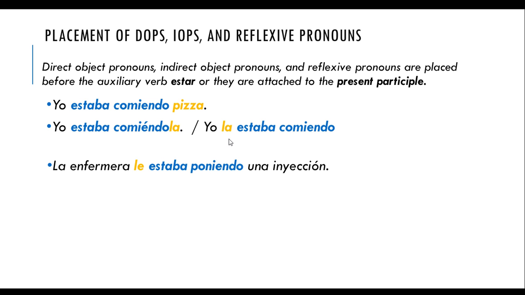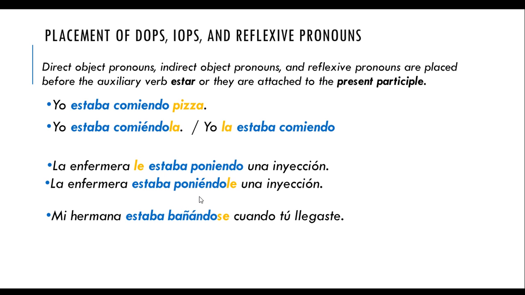Indirect object pronouns. La enfermera le estaba poniendo una inyección. So we can place it before the conjugated verb estar, or you can attach it. So la enfermera estaba poniéndole una inyección, and if we attach it, you add an accent on the E.